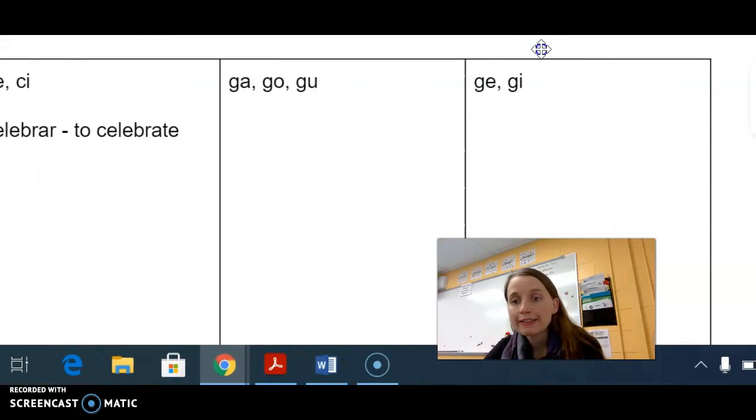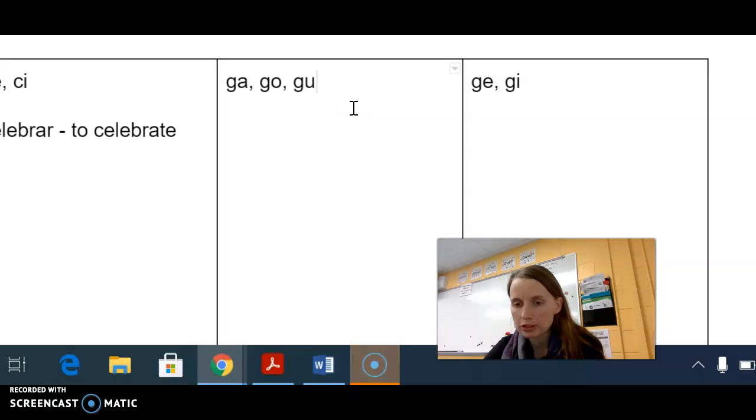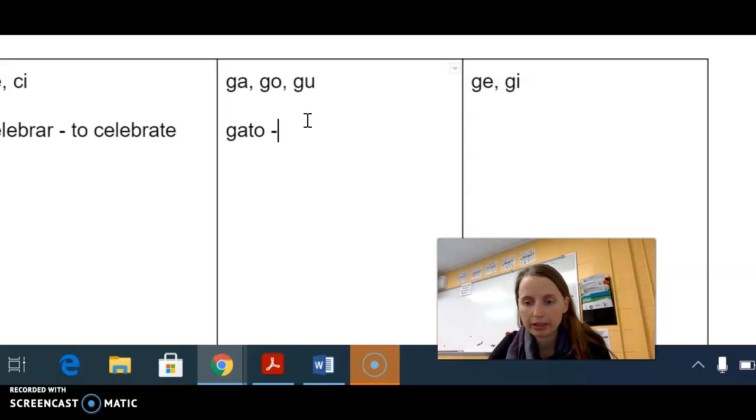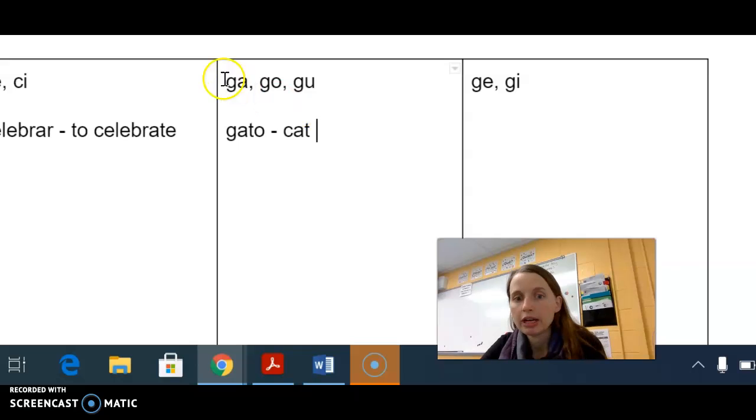We do the same thing with the letter G, or in Spanish it's called ge. And when it's followed by an a, an o, or a u, it makes a hard g sound. For example, gato, which we talked about in class, is a cat. Gato. Right? It makes a g sound. So anything ga, go, or gu makes a g sound. Tango makes a go sound at the end.